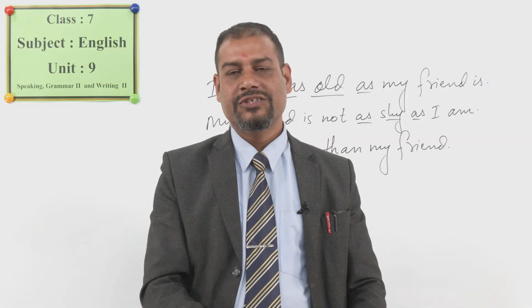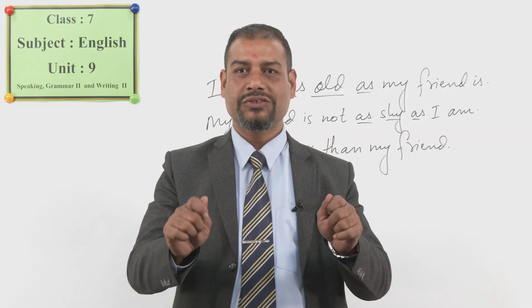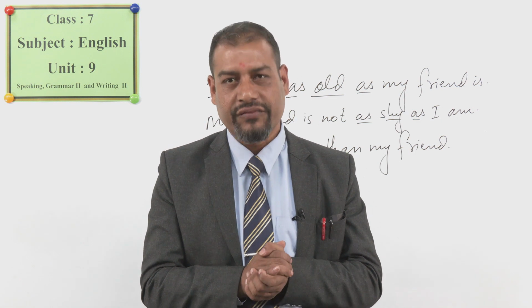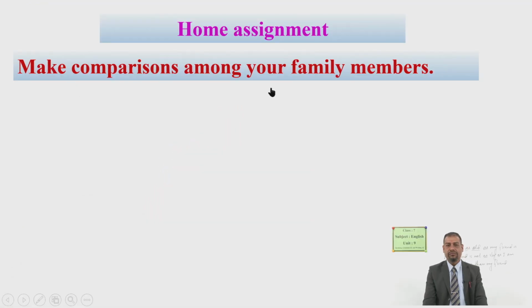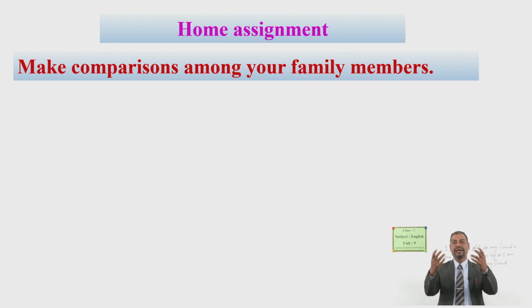If so, dear student, after this, I want to give you one more homework for you. And the homework is make comparisons among your family members. For example, there are 3, 4, 5, 6 family members in your family. Maybe father, mother, you and your, let's say, sister or brother. Or there can be your grandparents. There can be your uncle, aunt, you know. And you can make comparisons about your family members.